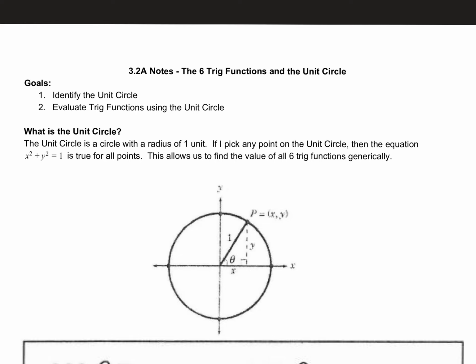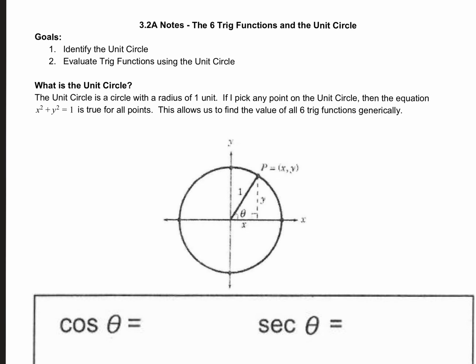If we look at this circle, and I pick any point on the circle, so let's say I pick this point P, okay? If I draw a radius to that point on the circle, now remember, we said that a unit circle has a radius of 1 unit, so I know that this is 1. Now, the ordered pair for this point is the point x, y, right?